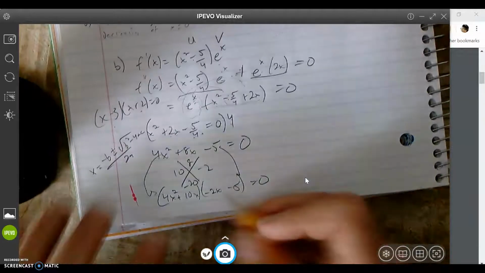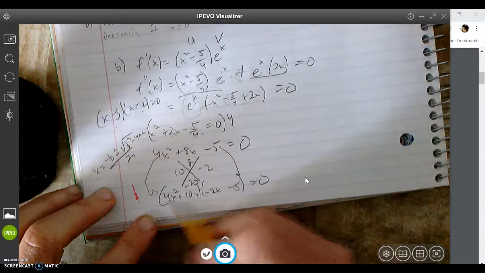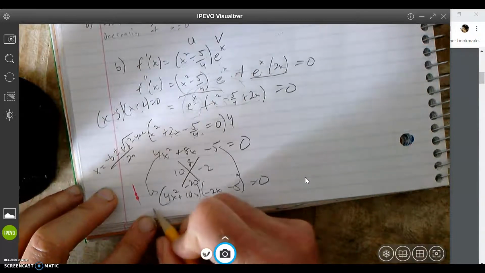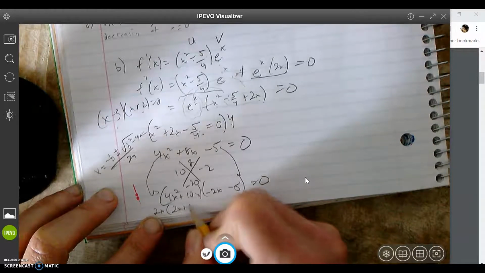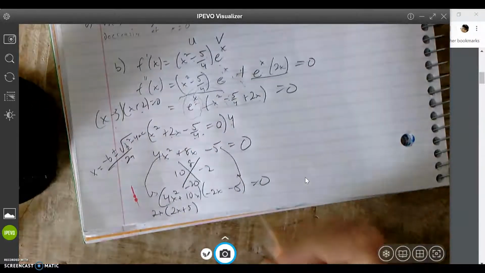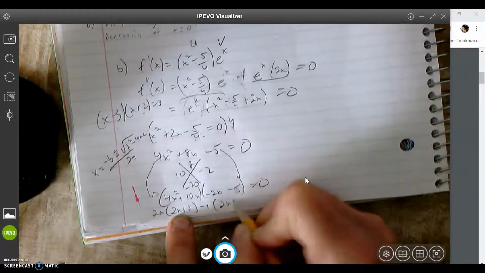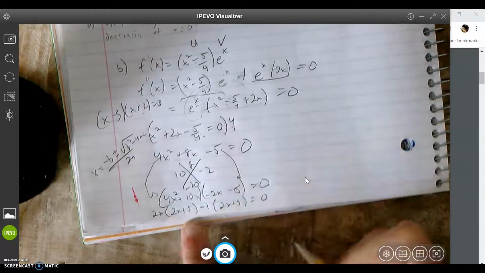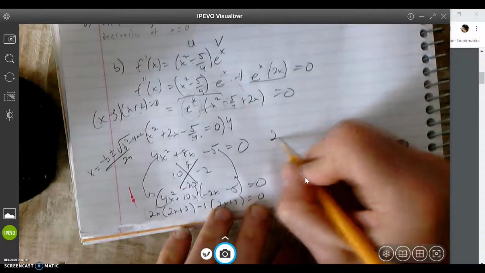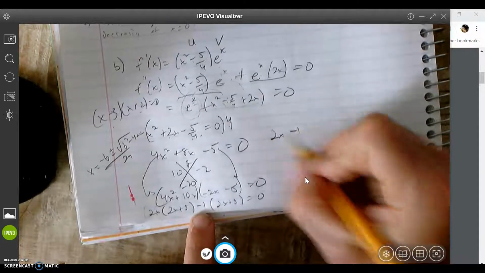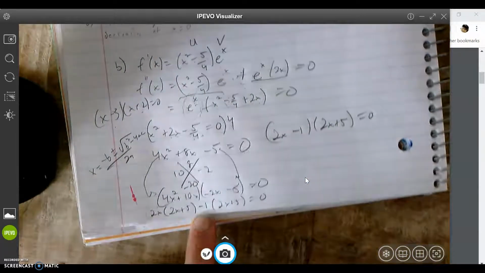Okay, so what can I factor out of here? I can factor out a 2x, because I can divide this by 2, so this is going to be 2x plus 5. And what can I factor out of here? Negative 1, and this is also 2x plus 5. Cool. So take the outside: 2x minus 1 times 2x plus 5 equals 0.